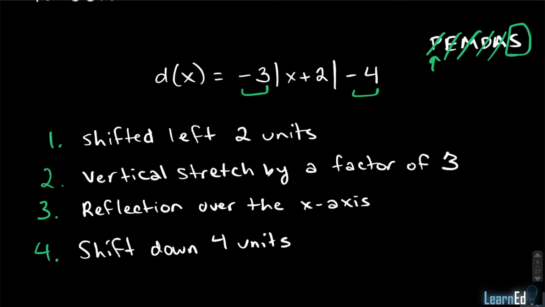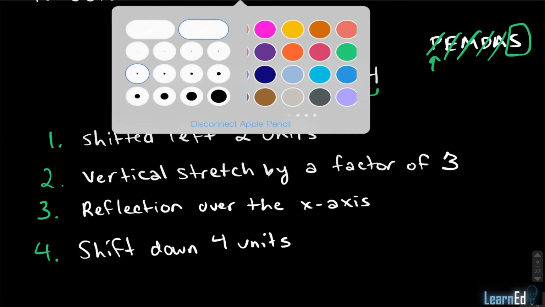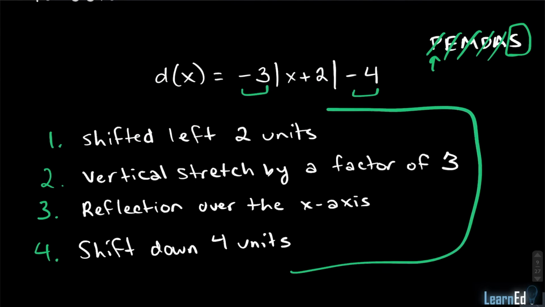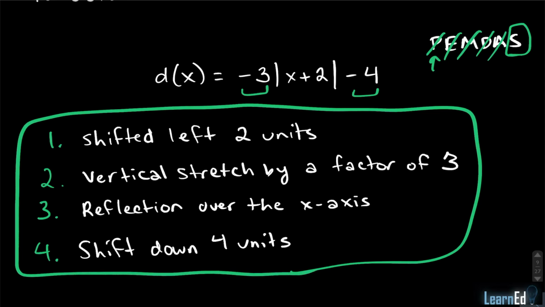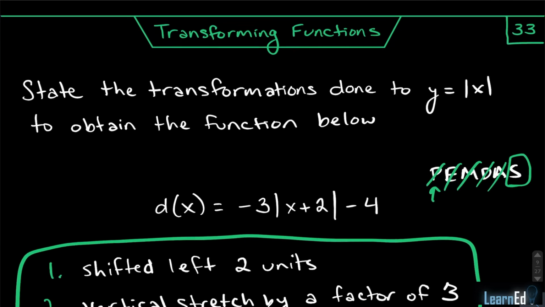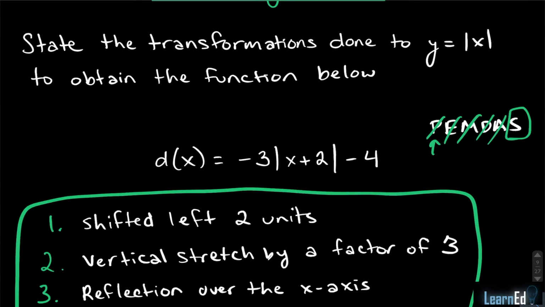And those are the 4 transformations that were applied to y equals absolute value of x in order to get this d of x function. So that's the idea. Just go through with PEMDAS and see what different transformations are being applied to y equals absolute value of x, or whatever that function may be, and that's it.